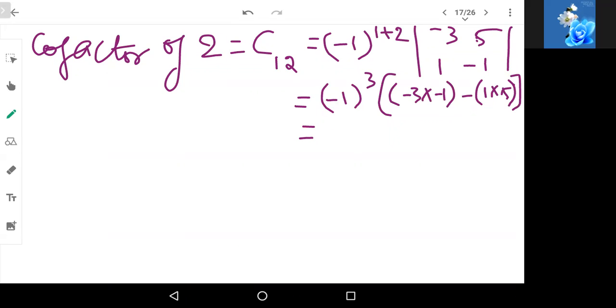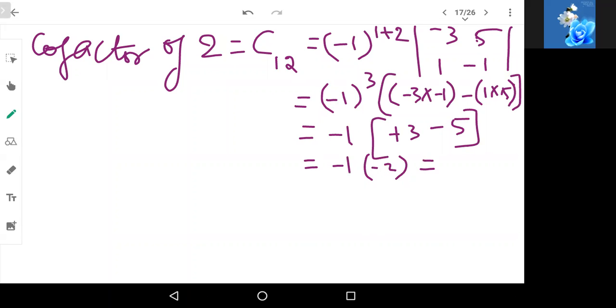So minus 1 into plus 3 minus 5. So minus 1 into minus 2, which is plus 2. So this is the cofactor of 2.